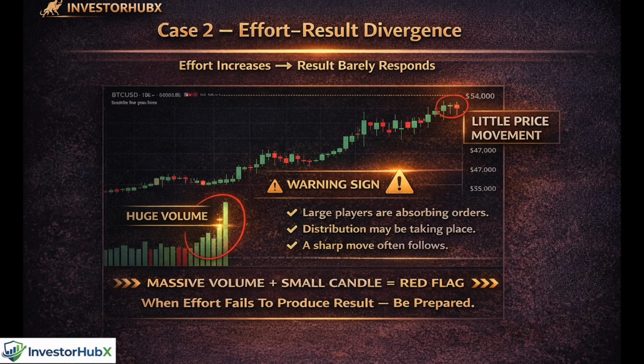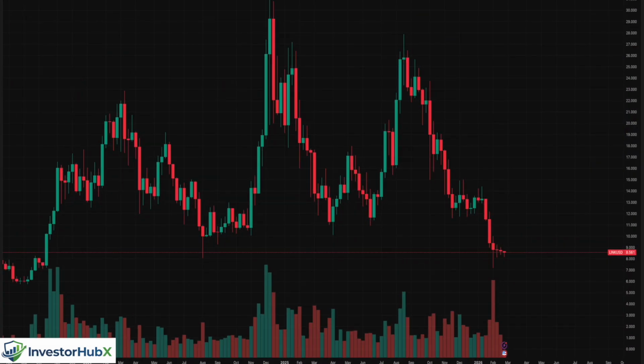The market is active, but price is not progressing. Massive volume plus small candle is a red flag. When effort fails to produce result, a sharp move often follows. This is the Chainlink chart on the weekly time frame. We'll use it to illustrate effort-result divergence.